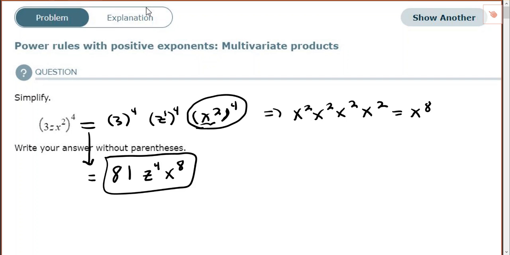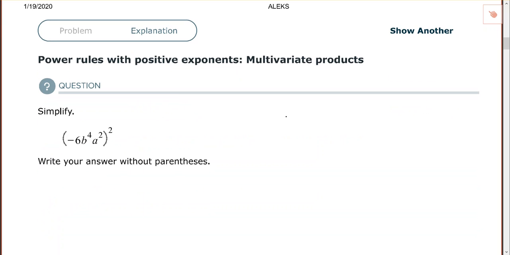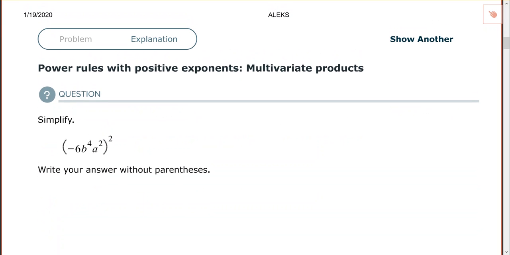But again, the shortcut to that is that when you have a base with an exponent inside the parentheses raised to another power directly outside of the parentheses, then you multiply the exponents. Okay, so let's take a look at another one. So again, you may want to pause the video here to write the problem down.